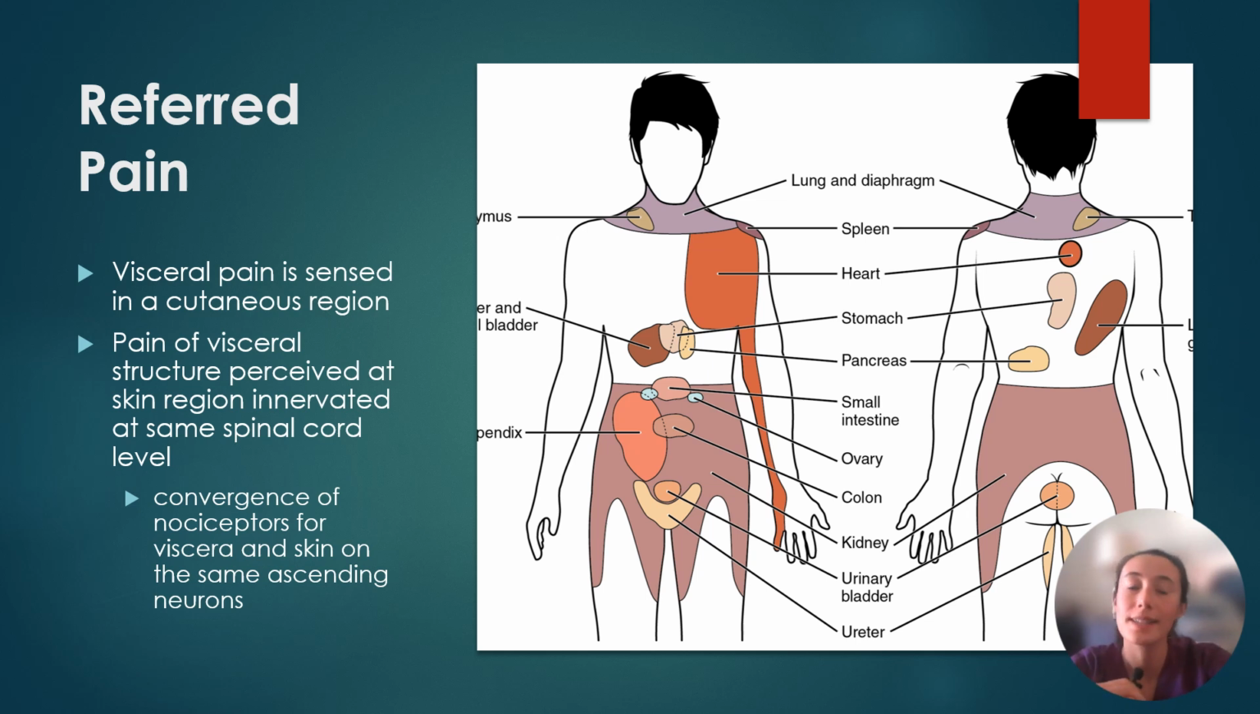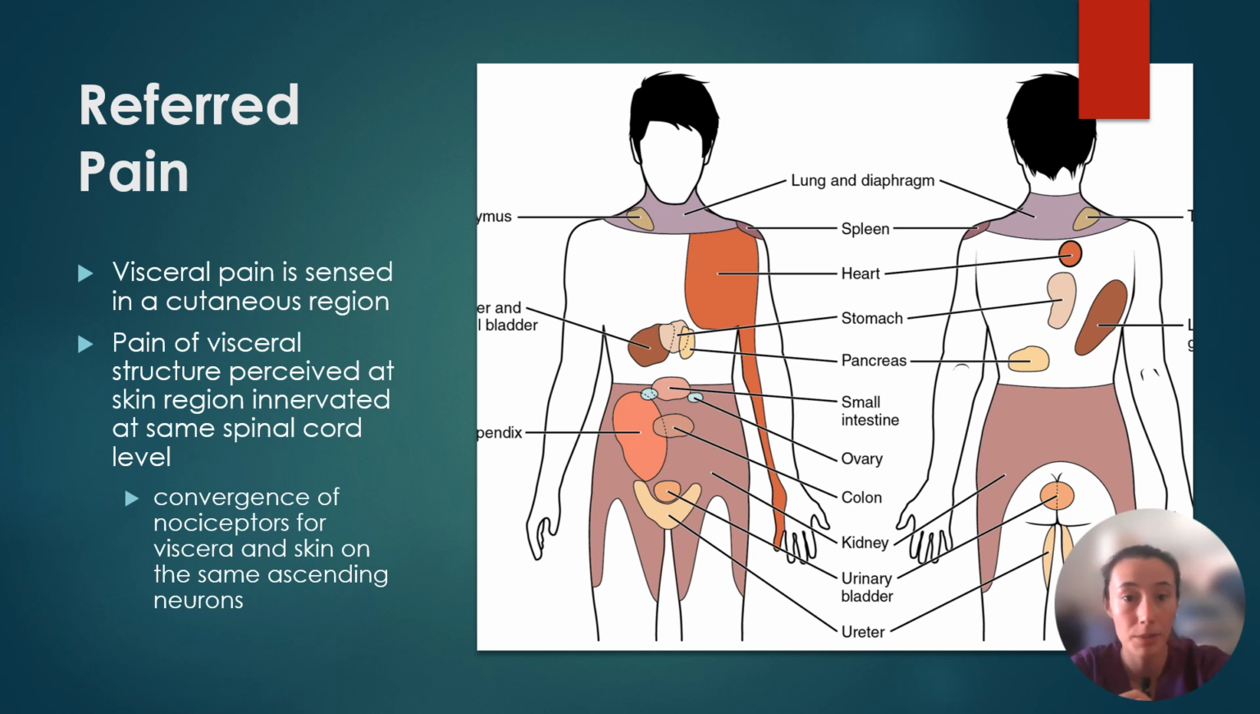So why is it that your kidneys might have such a broad region that it's covering with respect to referred pain? Well, the theory behind referred pain is that if your organ is experiencing some sort of noxious stimuli or some sort of pain, whatever spinal cord level innervates that organ, your brain is going to perceive that pain as being at the same spinal cord level with respect to the cutaneous region.